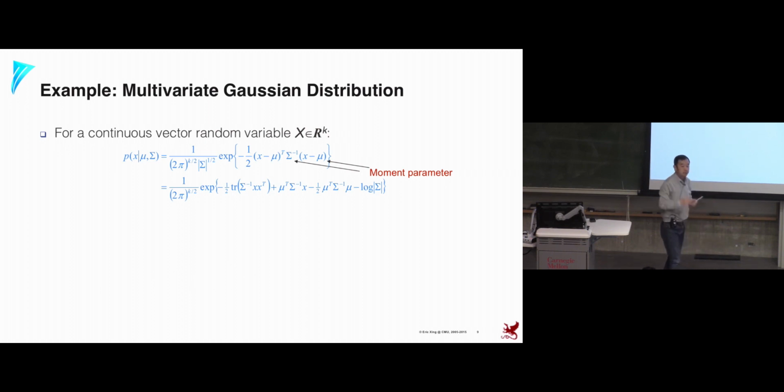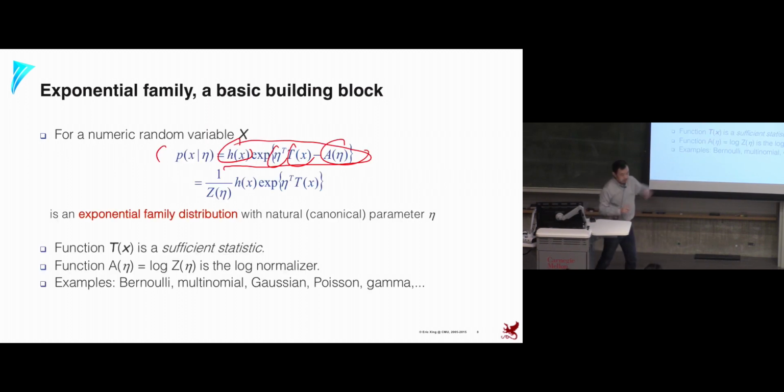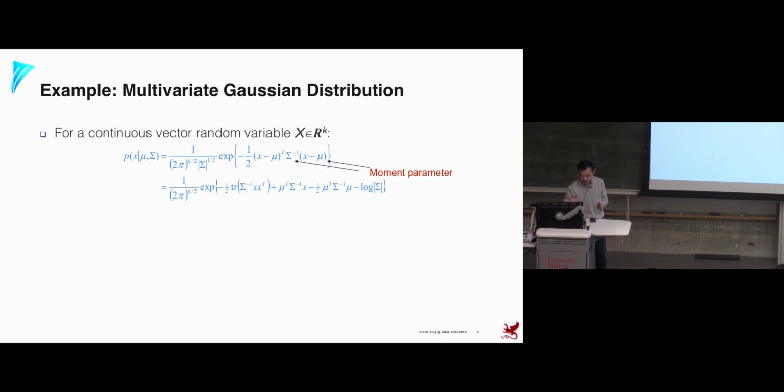It is defined by two parameters, which we call mu and sigma, the mean and the covariance. These are, by the way, also known as the moment parameters. Previously, we said the exponential family is defined by canonical parameters. So these are two different sets of parameters, but they are related, you will see. And we can rewrite it, okay?